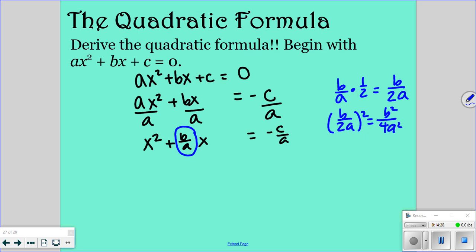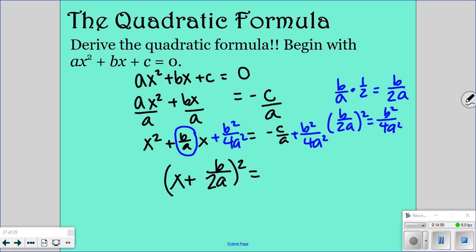You're basically just going to be completing the square on this equation. So then if we add that to both sides of our equation, that's what you would get. From there, we're going to factor this side right here. And it'll factor as x plus b over 2a. And then on the right side, the common denominator is going to be 4a squared.